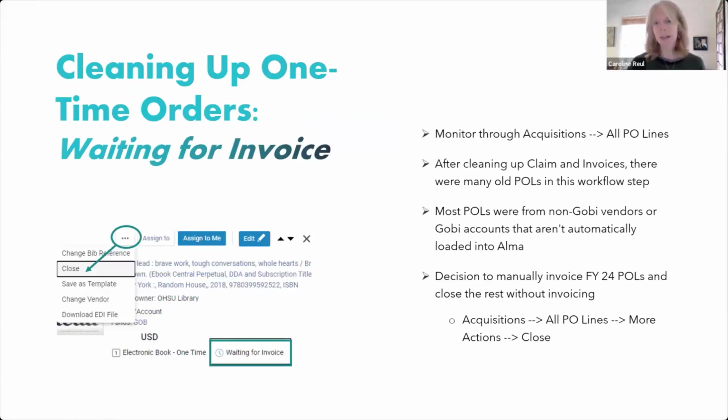So after the invoices, there were still some items in the workflow step waiting for invoice. And you can find that in acquisitions, all PO lines. A lot of these were from non-Gobi vendors. Some of them were from Gobi, certain accounts where we don't get the invoicing imported into Alma. And so I manually invoiced the FY24 POLs and I closed the rest without invoicing them. And the little picture there shows you how to do that. If you're in the all PO lines area, in the drop down there, you just click closed and it goes away like magic. Next.